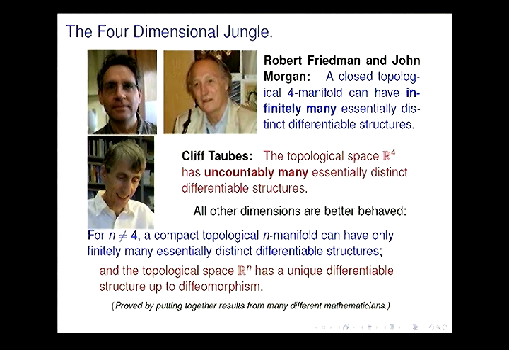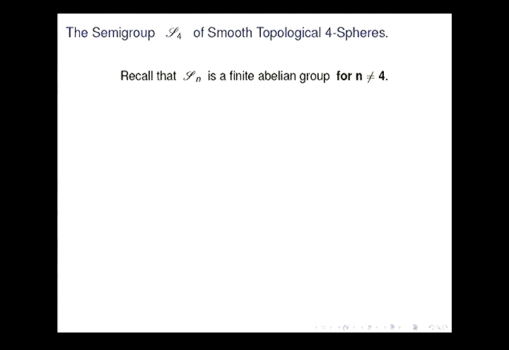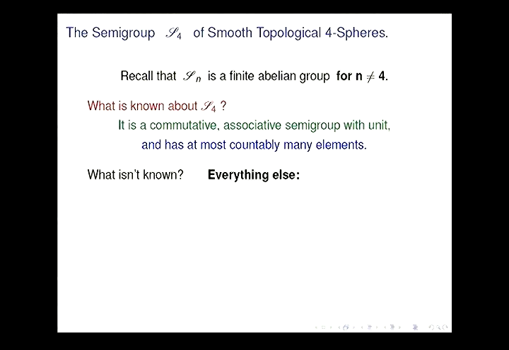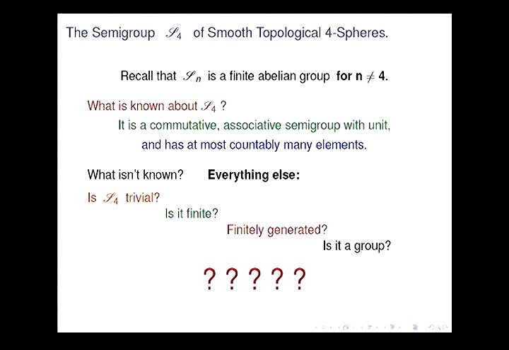So what does one know for the set of differentiable structures on the 4-sphere? Well, it's a commutative associative semigroup with unit. That just follows more or less trivially from what I said. And it's not hard to show that it has at most countably many elements. But what isn't known? Well, everything else. We don't know whether this is trivial, whether the smooth generalized Poincaré hypothesis is true in dimension 4. We don't know if there are only finitely many structures, whether it's a finitely generated object, whether there are inverses. All of this is unknown.